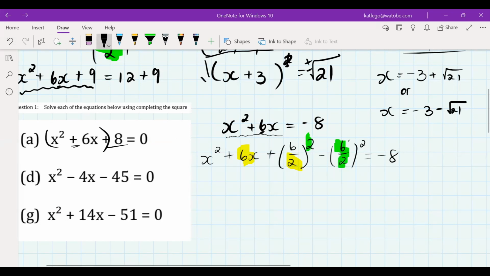Okay, so then we're going to have x squared plus 6x plus the half of 6, which is 3 squared, equals negative 8. It was negative there, so it becomes plus 3 squared. Are you guys with me? Let me stop right there.